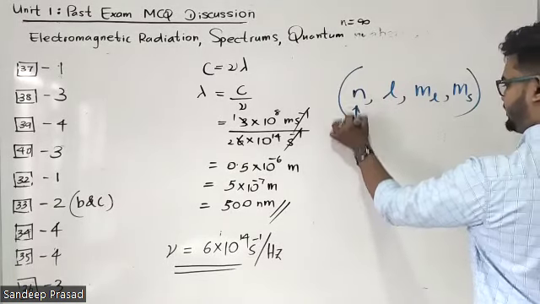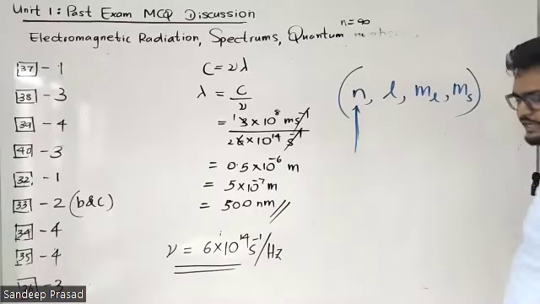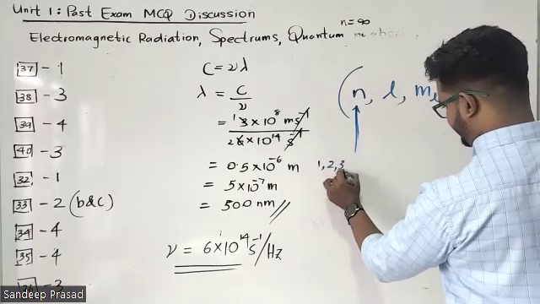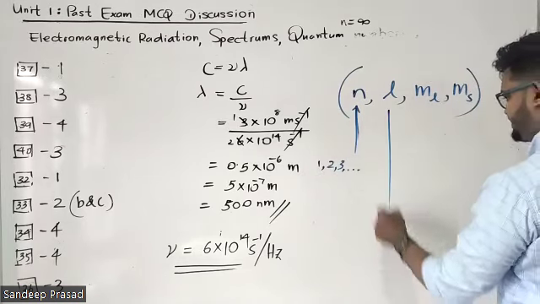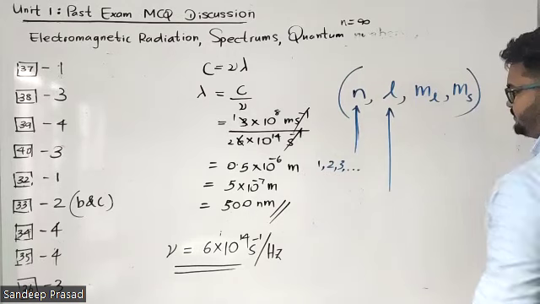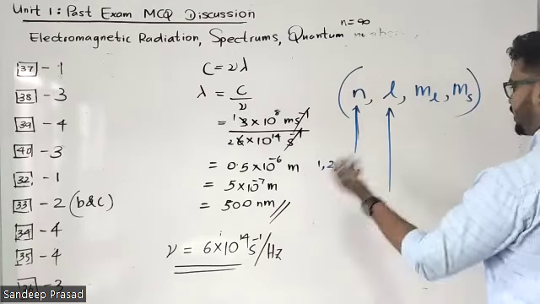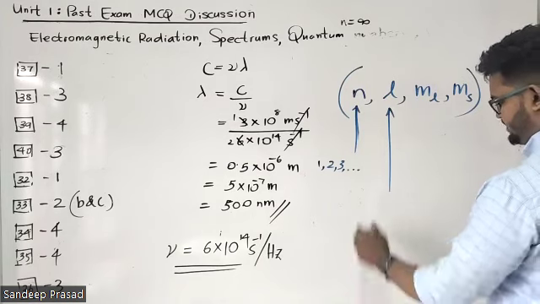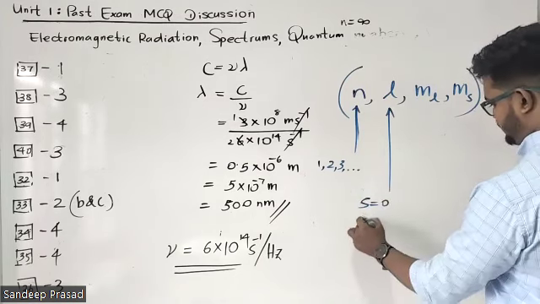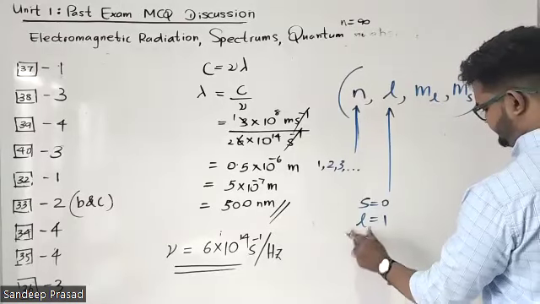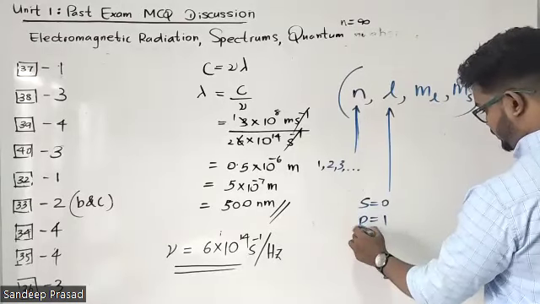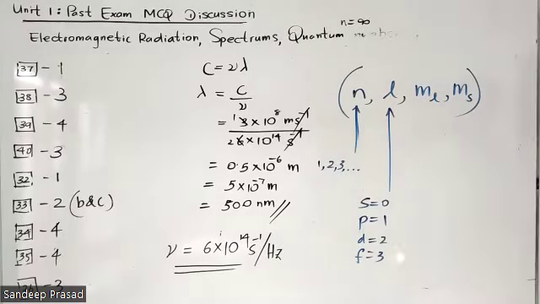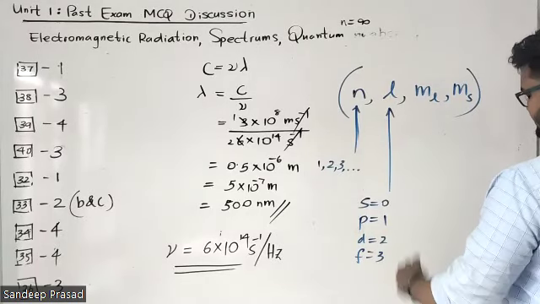N is the principal quantum number, which is representing the principal energy level, right? So it can have the values like 1, 2, 3 up to infinity. Then L is the azimuthal quantum number or angular momentum quantum number, representing the sub-energy level. For the sub-energy levels, S is 0, P is 1, D is 2, F is 3. Likewise, we have the azimuthal quantum numbers for the sub-energy levels in this way.